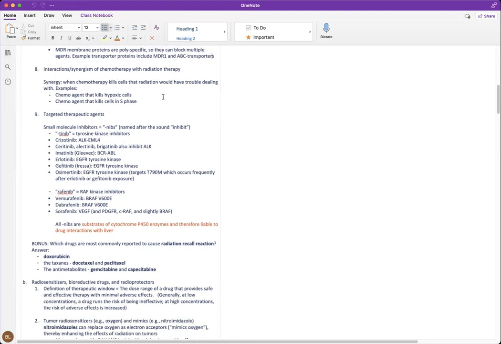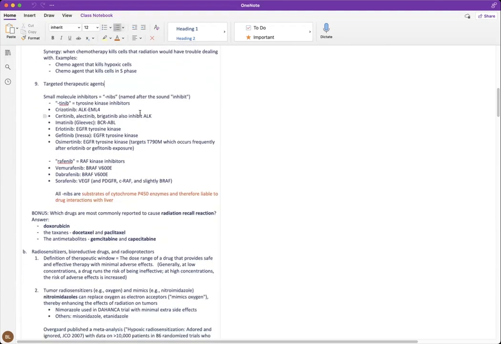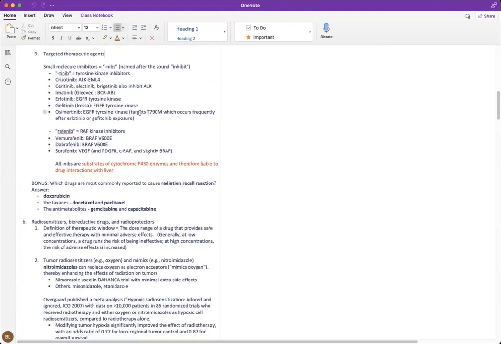Interaction and synergy of chemotherapy with radiation. So there's synergy when chemotherapy kills cells that radiation would have trouble dealing with. Some chemo agents kill hypoxic cells. Some chemo agents kill cells that are in S phase. Nice synergy. That's all. Targeted therapeutic agents.